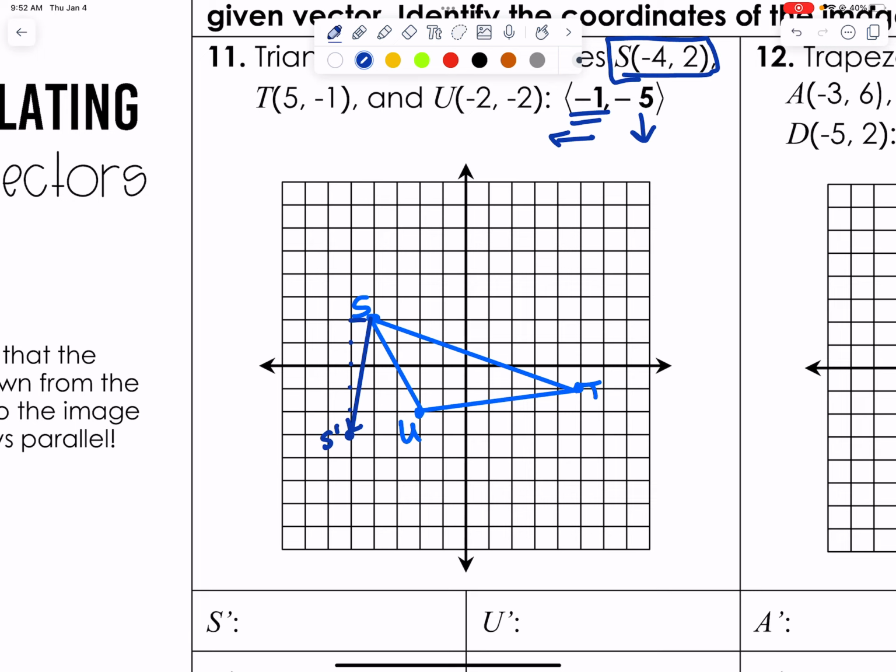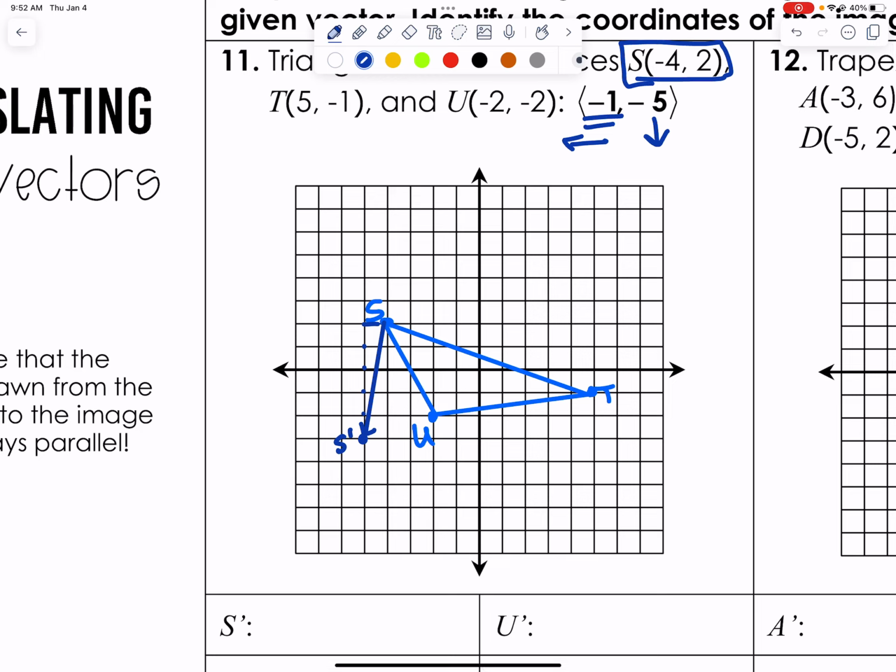Okay. Then we have T. So T is going to go left 1 and down 5. 1, 2, 3, 4, 5. Again, I'm going to draw the vector to show the movement. Please use a ruler if necessary for this step. And this now is T prime. And then lastly, I have U also move left 1, down 5. 1, 2, 3, 4, 5. So U prime right down here. Draw my arrow.